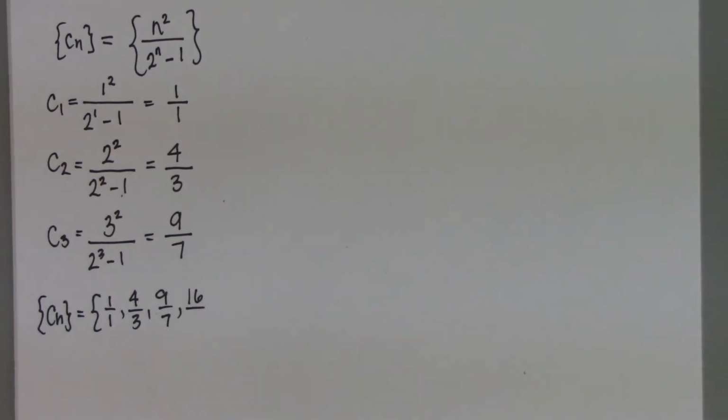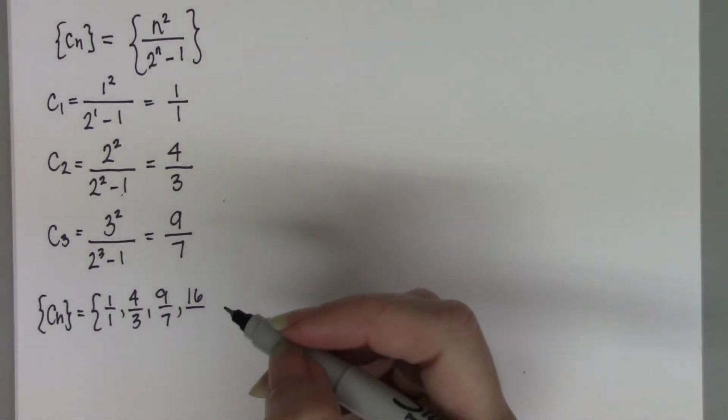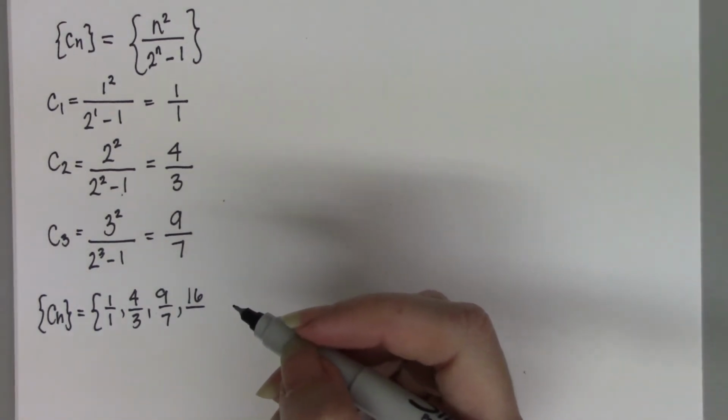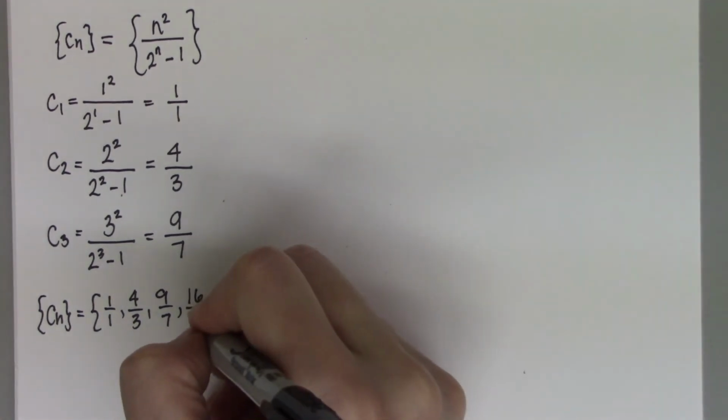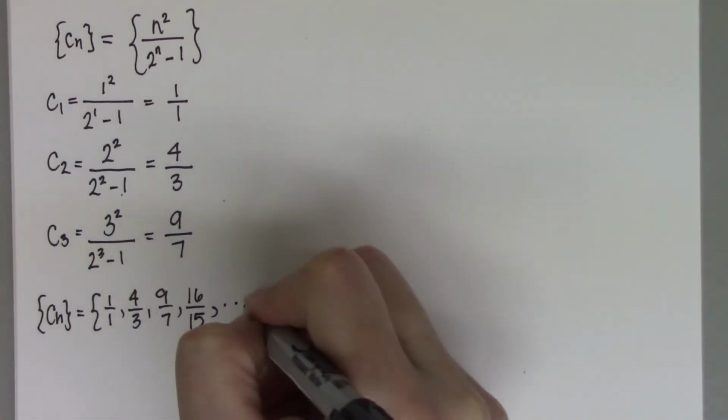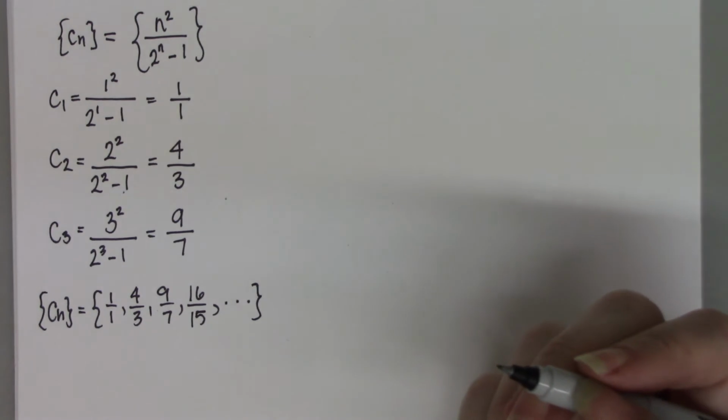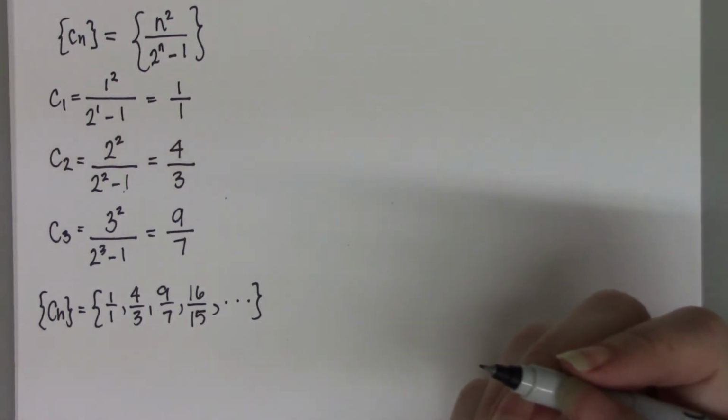The denominator's a little trickier because you've got to go up to the next power of 2 and then subtract 1. Well, if 2 cubed is 8, then you double it again to get 2 to the 4th, which is 16, and when you subtract 1, you get 15. And this would continue on all the way to infinity.